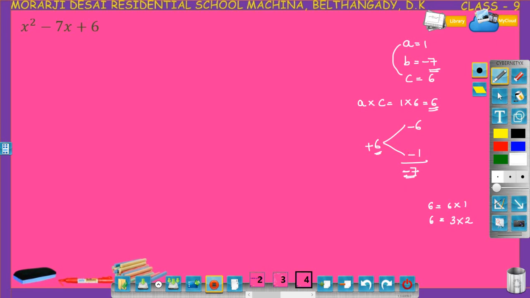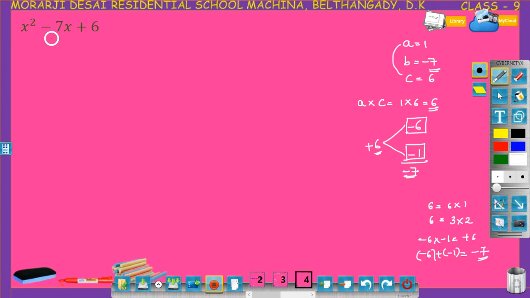And minus into minus is plus. 6 into 1 is 6. Minus into minus plus. So minus 6 into minus 1 is plus 6. Minus 6 plus minus 1 is equal to minus 7. So we got two numbers. They are minus 6 and minus 1.